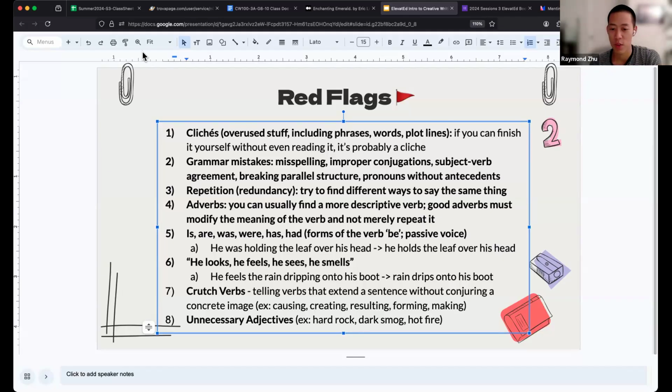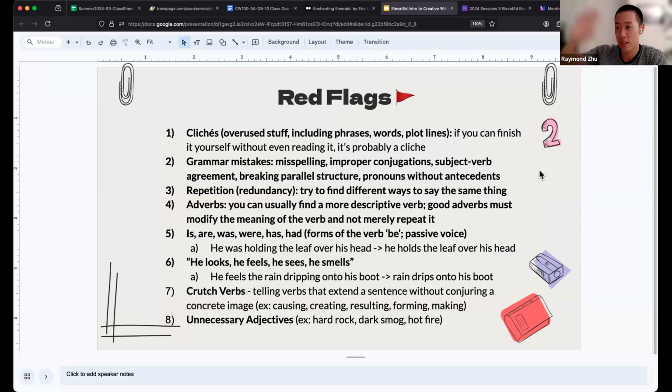And then finally, unnecessary adjectives. So hard rock, dark smog, hot fire. But these are red flags. Remember that red flags are things we should not be doing. So before you turn in your homework, you should look at this list. You should have it somewhere, maybe pinned up on your wall, right? And look at this list and look at cliches and then read every sentence and ask, do I have any cliches? Do I have any grammar mistakes? Do I have any places that are redundant? Do I have any adverbs that aren't good? Forms of the verb to be, why am I using them if I am using them? Do I have any verbs of perception or crutch verbs or unnecessary adjectives? And you go through and you wipe them all out.